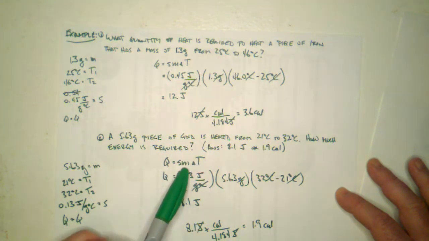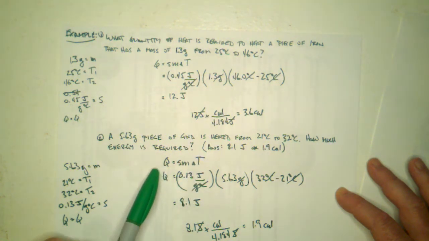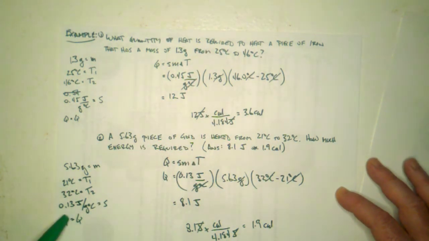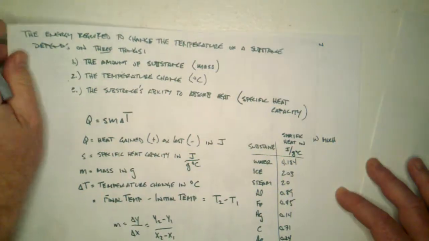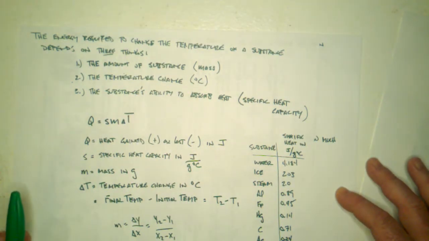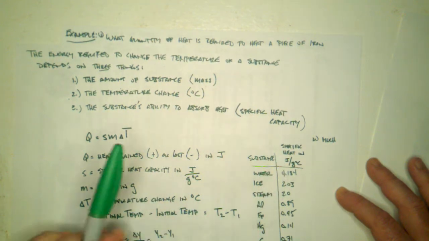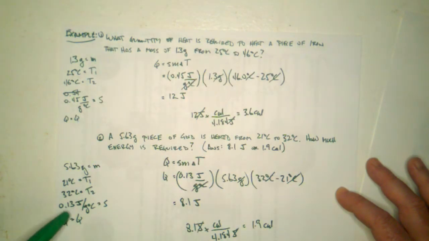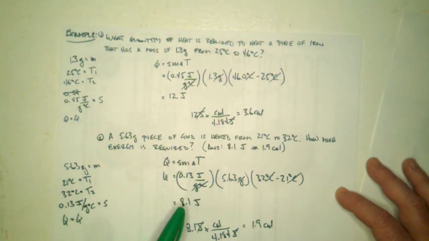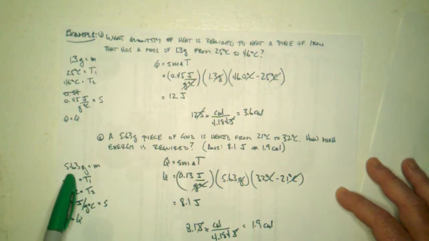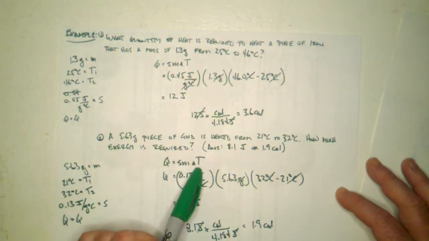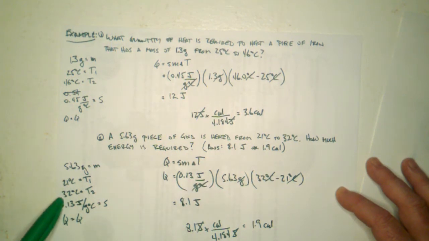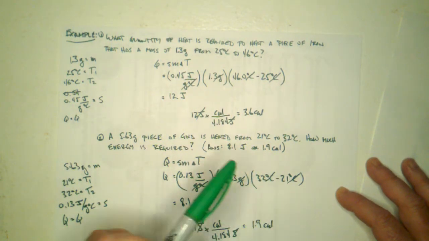We need an s, because we got an m, we got a delta T, and we're trying to find Q. We need to find an s to fit in there. So, since it's gold, we go back to the table. Au is 0.13 joules per gram degree C. So that represents our specific heat, or s. Then we go back to the formula, we plug all the numbers in. s is 0.13, m is 5.63, delta T is T2 minus T1, or 32 minus 21 degrees C.